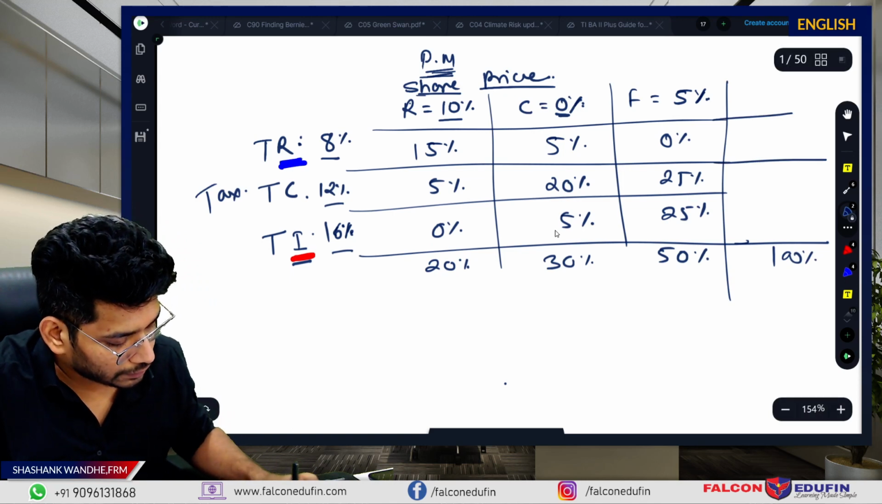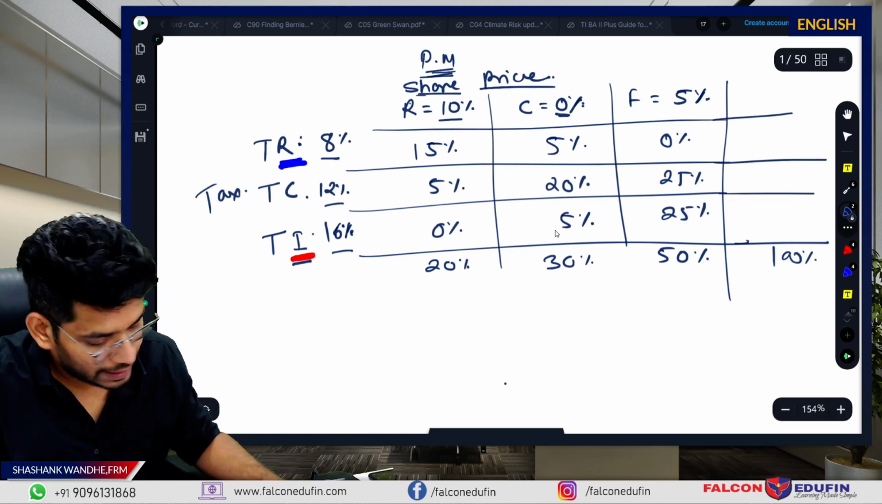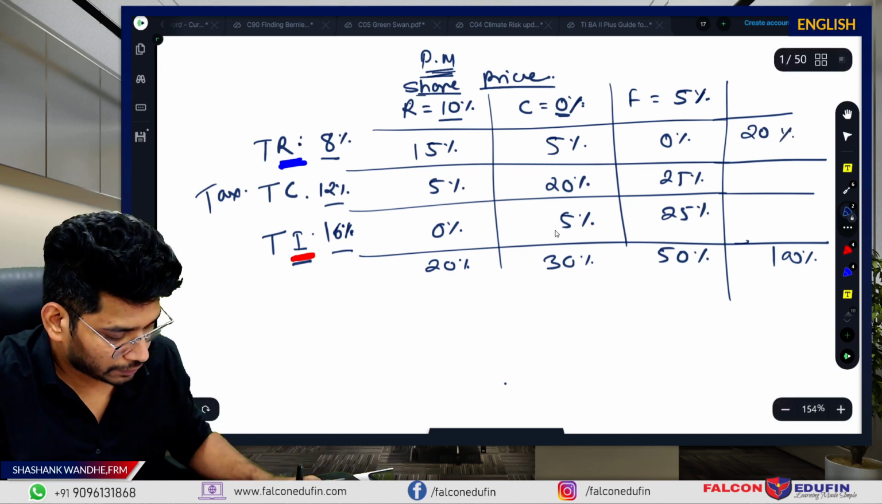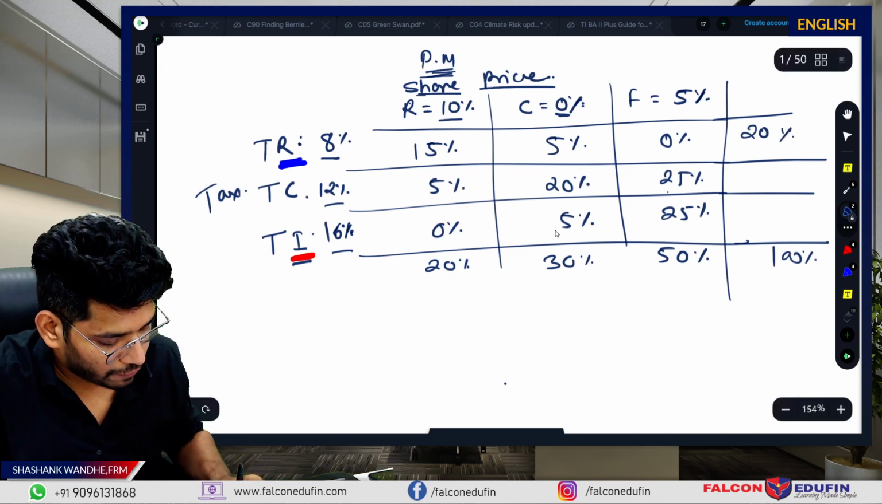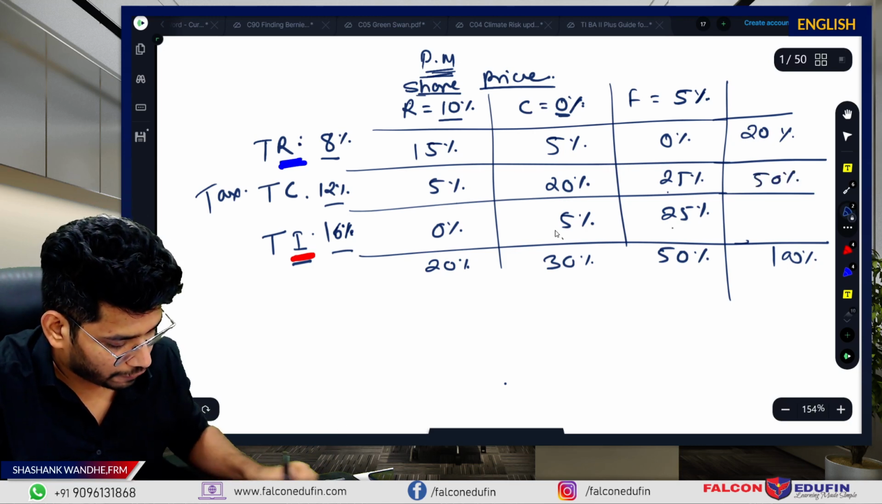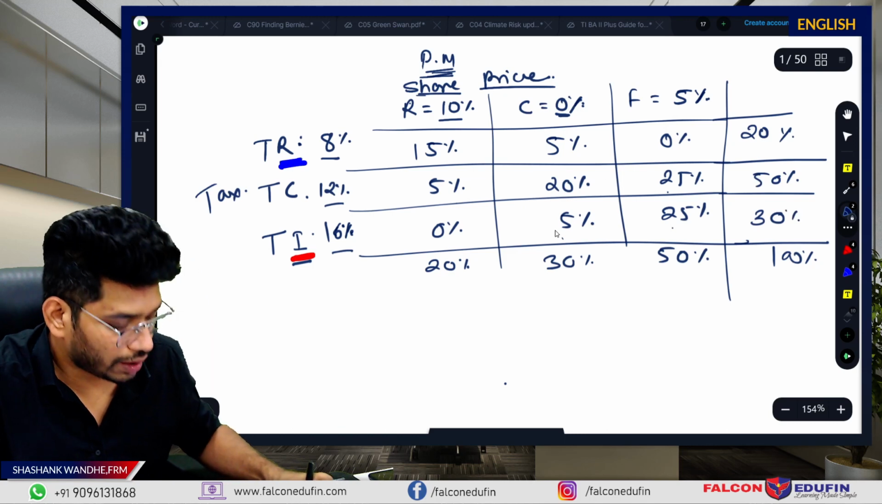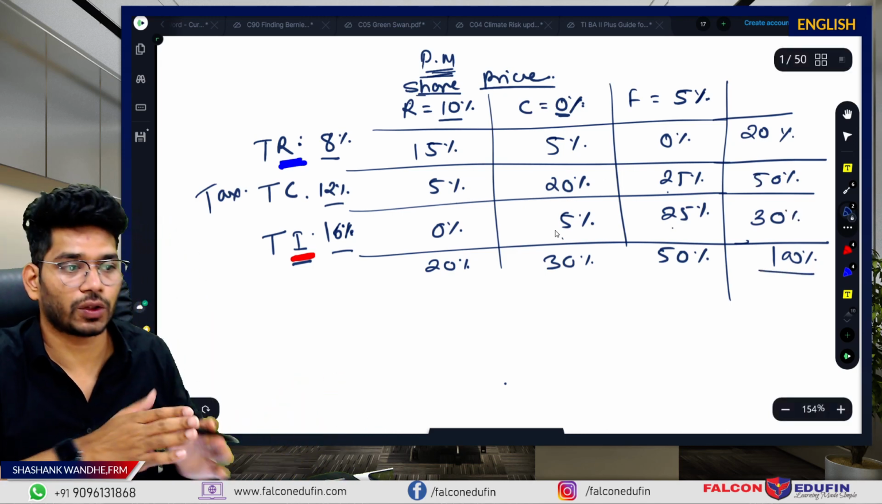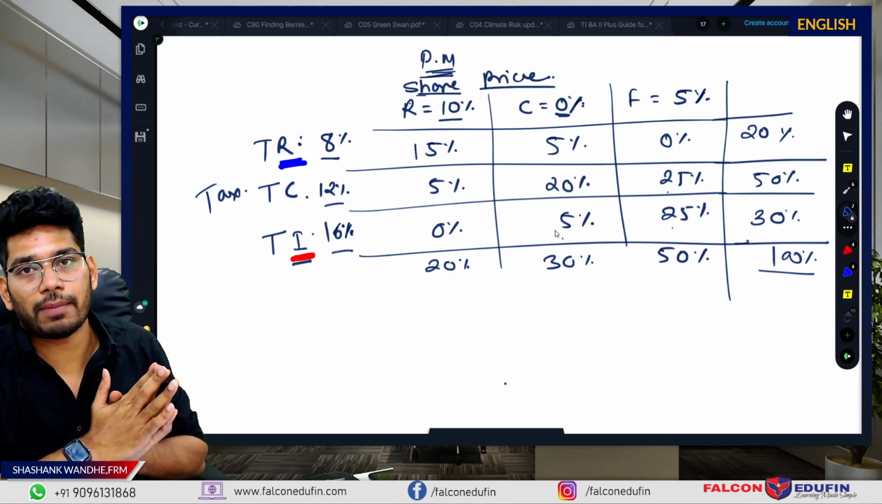Then in this case, it is 20%, 15 plus 5. Then 25 plus 5, 30, 20, 50. Then 25, 5 is 30. Again, 30, 20, 50, 50, 50, 100. 100%. Okay, this is the probability matrix.